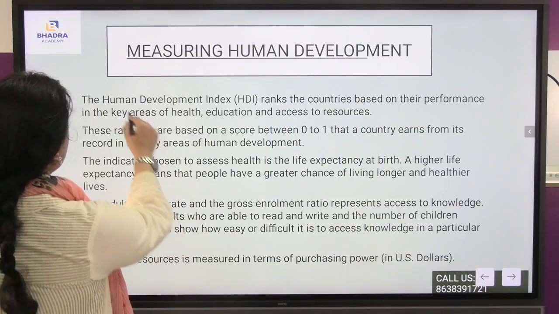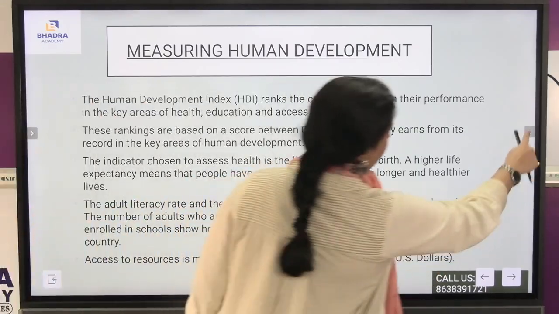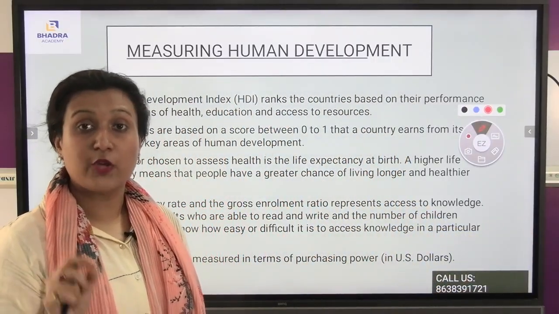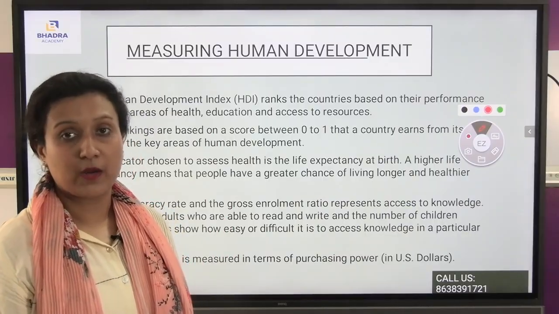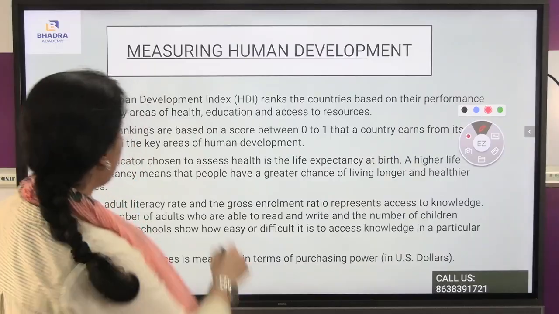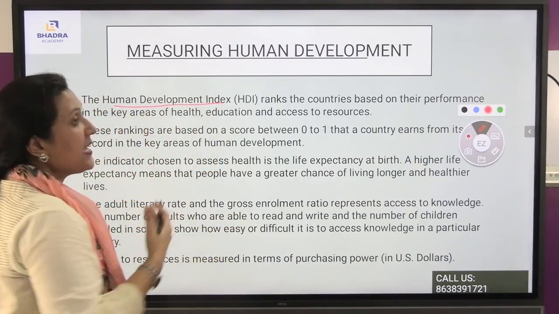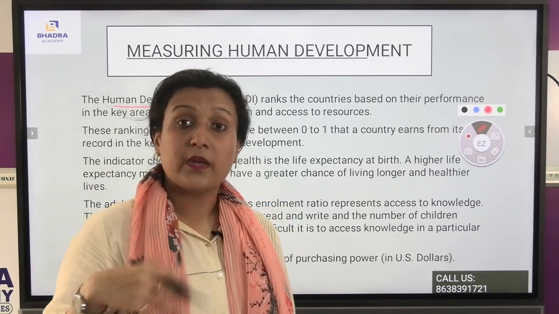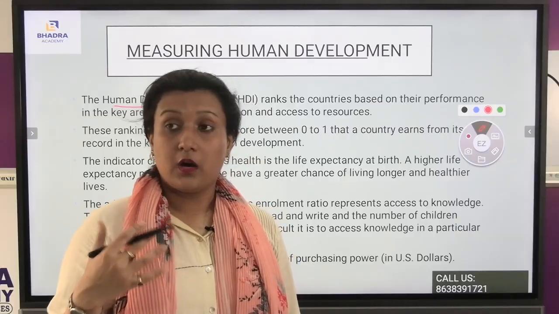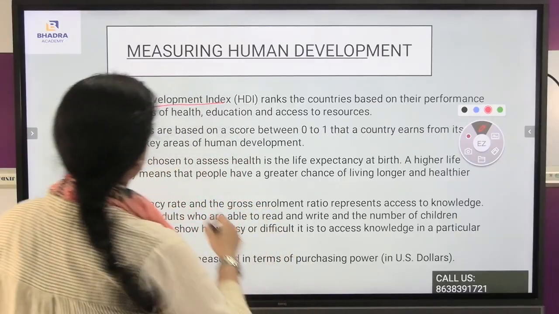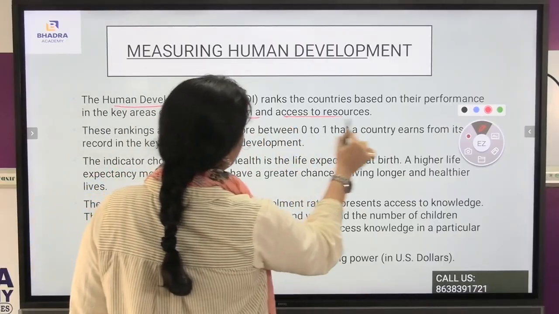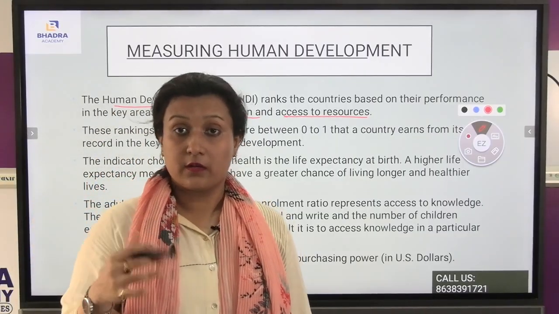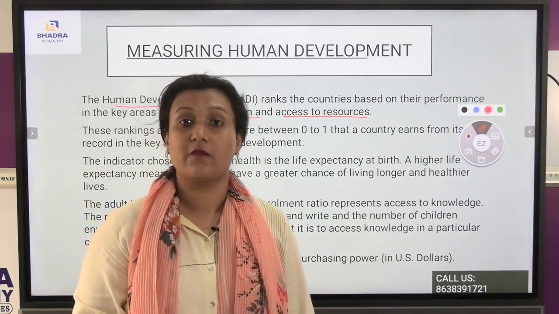If I talk about the term Human Development Index, it actually ranks a particular country or a specific state. Now, how is the country being ranked according to the capabilities of the state? First comes health, then education, and then access to resources. These are the elements that help to measure the Human Development Index.